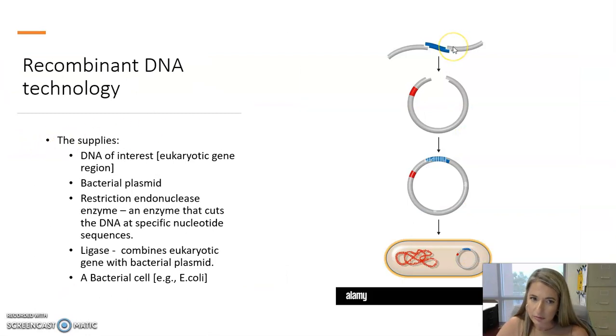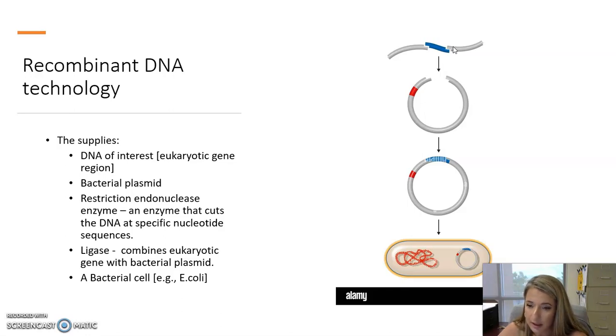So in order to perform recombinant DNA technology, you do need a specific set of supplies. One being the DNA of interest. Obviously if your intention is to make a human protein using a bacterial cell, you need the recipe for said protein. So you will need a eukaryotic cell. You will need access to the DNA of the eukaryotic cell. And you don't need the entire chromosome. You only need the region that codes for the specific protein that you're making. So you need a specific gene region.